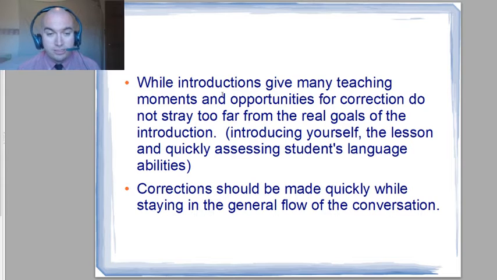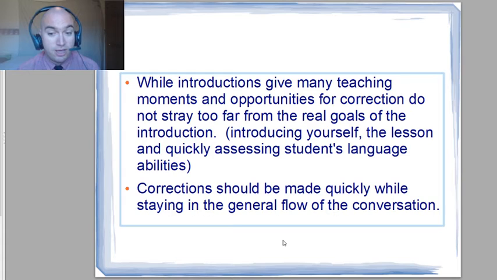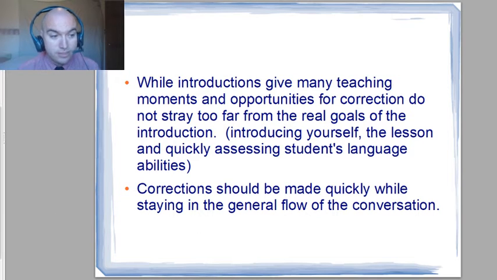Okay, so this leads to my next point. While introductions do give many excellent teaching moments, I do not let my corrections stray too far from the real goals of the introduction. Introducing yourself, the lesson, and assessing your students' language abilities. Okay? These are the goals. Anything else is gravy. So, corrections should be made quickly and staying in the general flow of the conversation. Let's look at an example here.